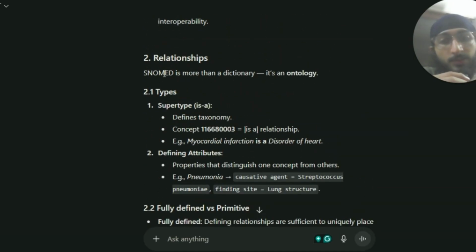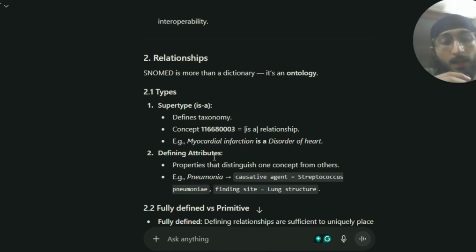Now, talking about relationships, SNOMED is more than a dictionary; it's an ontology. There are two types. First is the supertype, the "is a" relationship. It defines the taxonomy or the hierarchy that we have. So if we have this concept ID, it has a relationship: myocardial infarction is a disorder of the heart. So these are "is a" relationships, which are parent-child relationships.